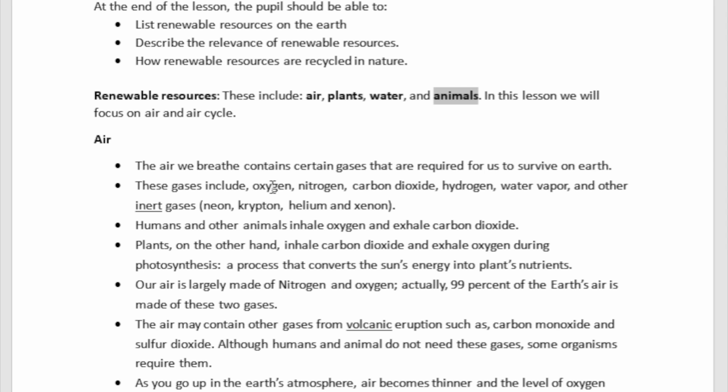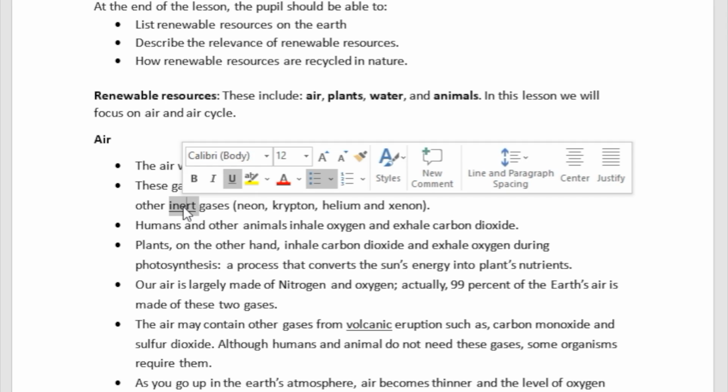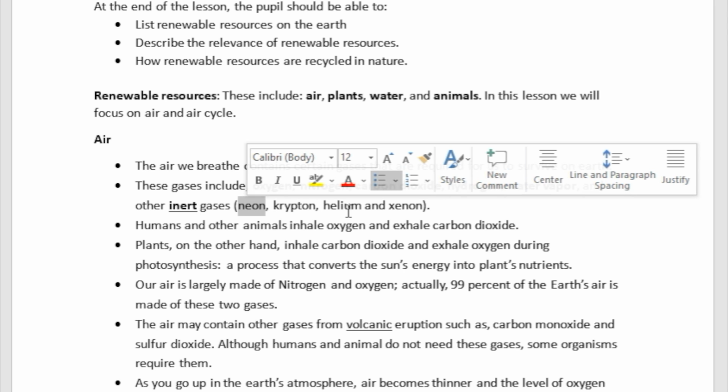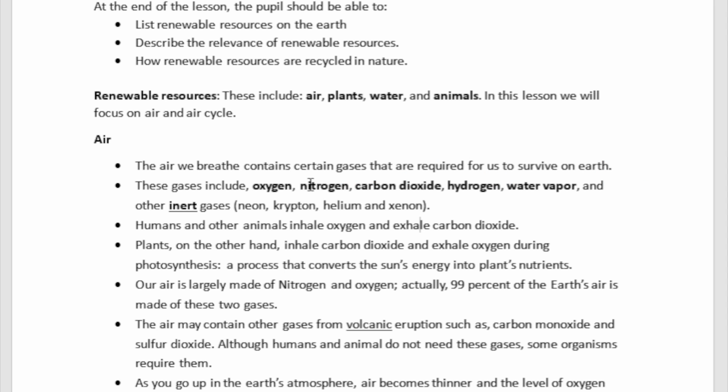Those gases are things like oxygen, okay? Don't forget that. Nitrogen, okay? Carbon dioxide, okay? Hydrogen, water vapor, which shows the level of humidity, and some other not too important gases, but they're there, like neon and krypton and helium and xenon.